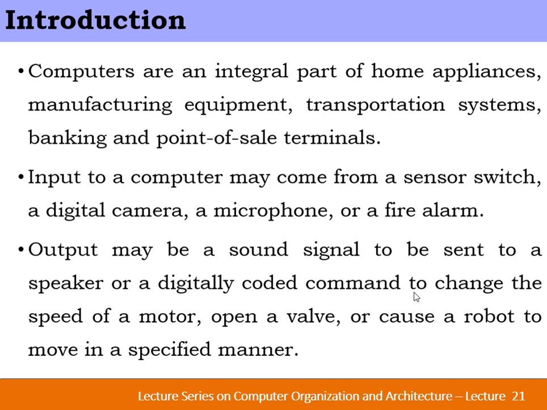So sometimes it is required to control the speed of the motor, so turning the motor on and off, or varying the speed of the motor. We can even turn the valve on and off, or it may cause a certain robot to move in a specified manner or in a specified direction. So these are the different possibilities of outputs after processing the program.